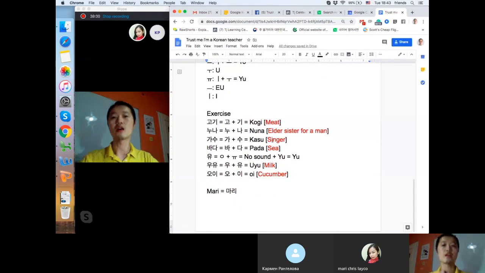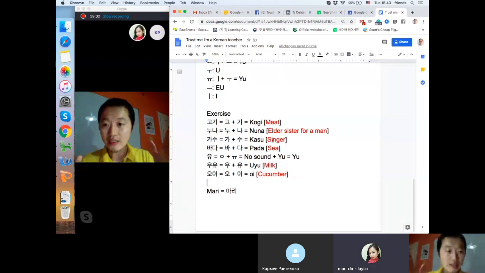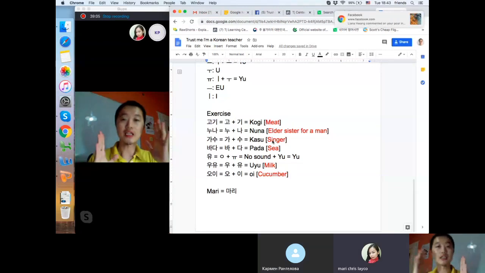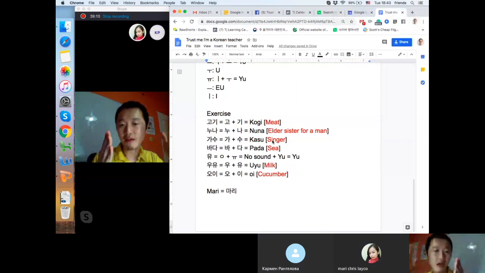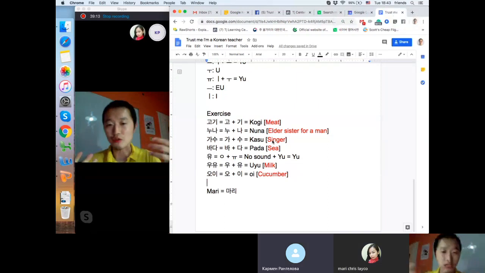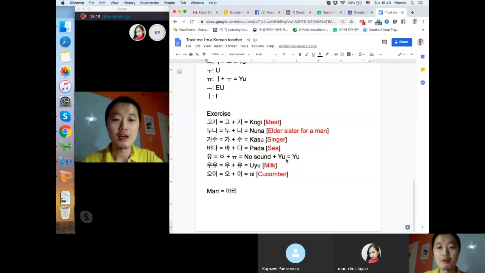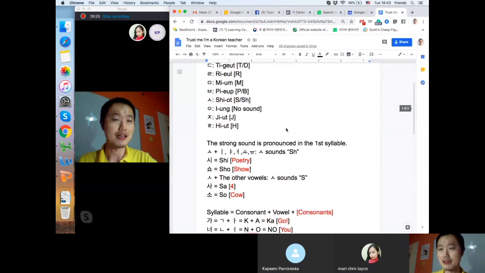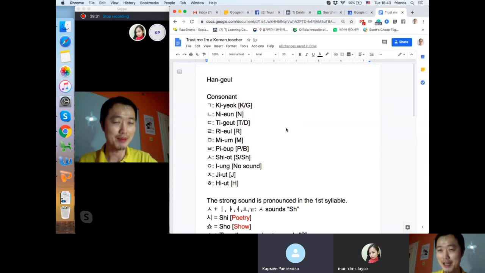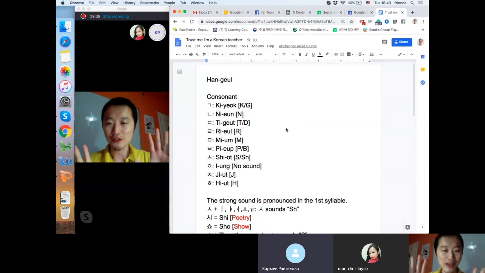Okay, so that's the basic one. With 10 basic consonants and 10 basic vowels, yes, you can read many words. But still, there is something more we have to study. But I think we don't have time now. So I think that's it for today.